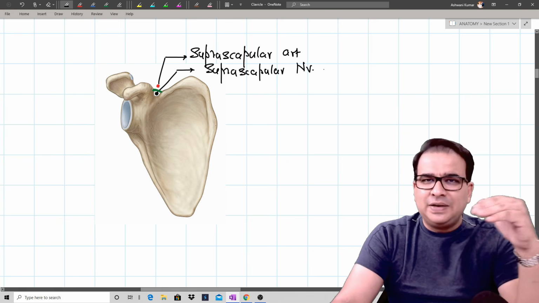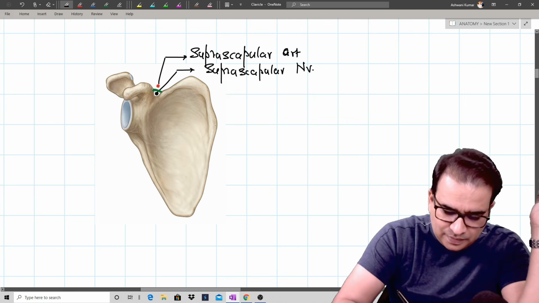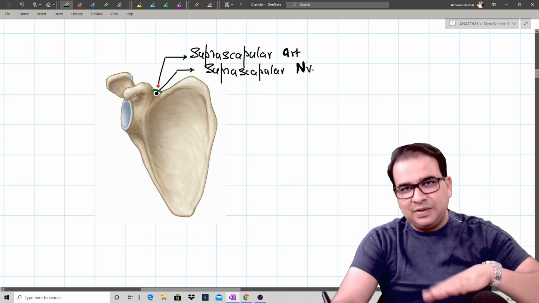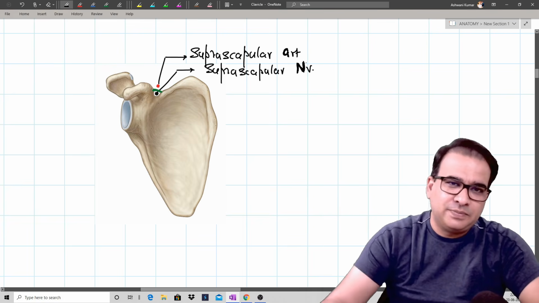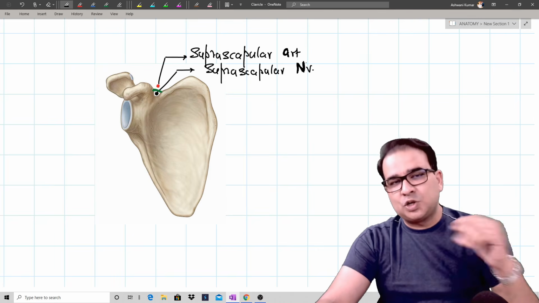There's a mnemonic for this. They say that Air Force above and Navy below. A for Air Force, A is artery, Air Force above; Navy below, Navy is nerve. So nerve is below and artery is above. So the suprascapular artery is above the notch and the suprascapular nerve is through the notch or through the foramen.